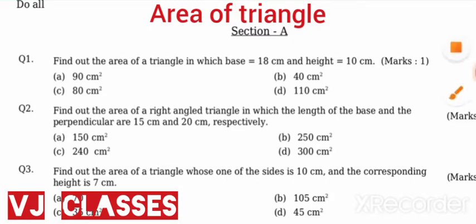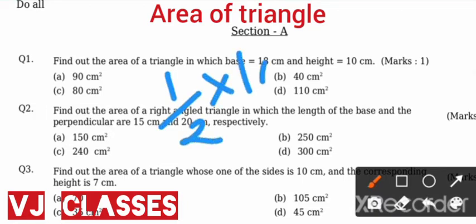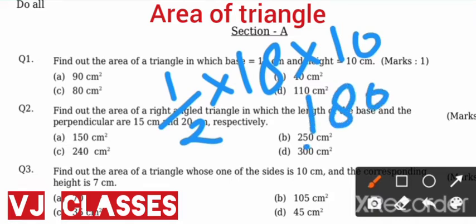First question is saying here base is given 18, okay, formula is 1 by 2 into base and height is 10. We have to solve this only. So it is 18 multiply 10, it is 180, and divide by 2, it will become 90. So option A is correct here. Okay, you have to do the calculation, just calculation only. Formula you know, half base into height.